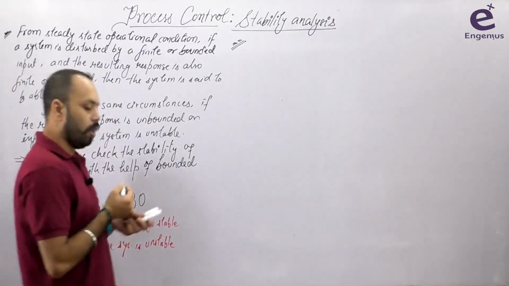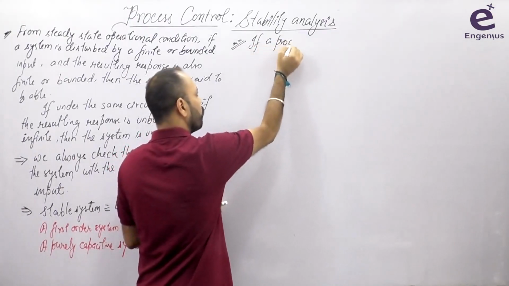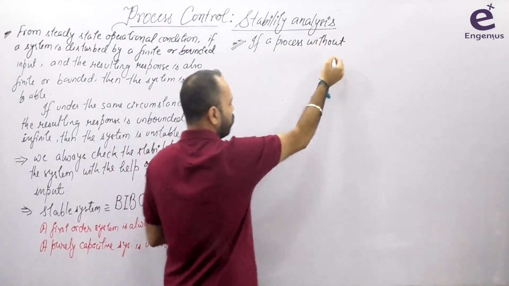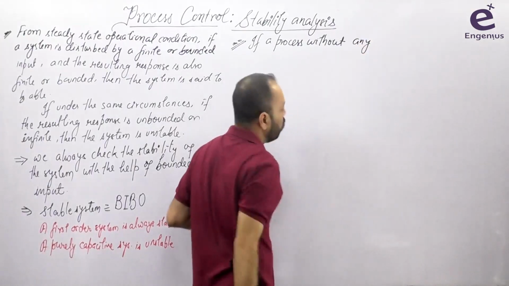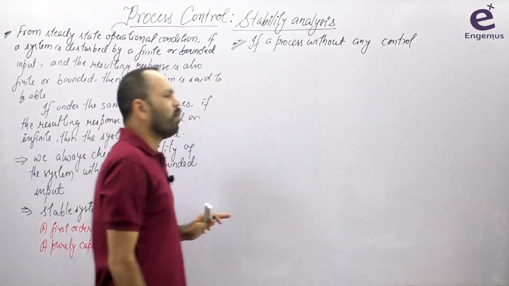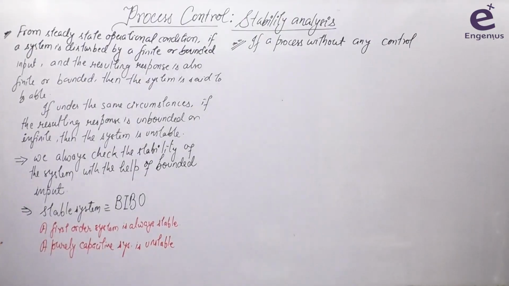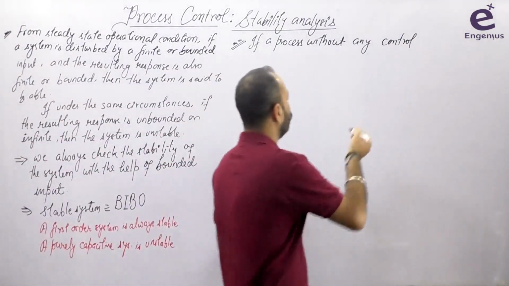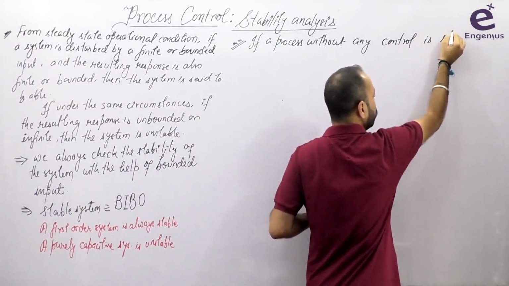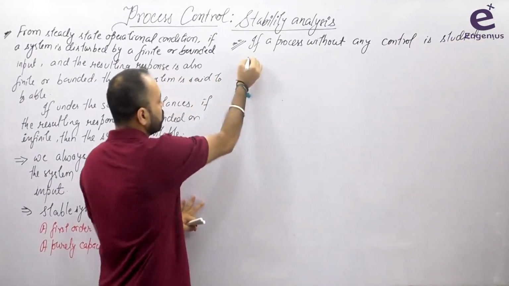Now write the next point. If a process without any control, meaning there is no controller, no P controller, PI controller or whatever, if a process without any control system is studied to reveal its dynamics, studied means we are observing such a system to reveal its dynamics.